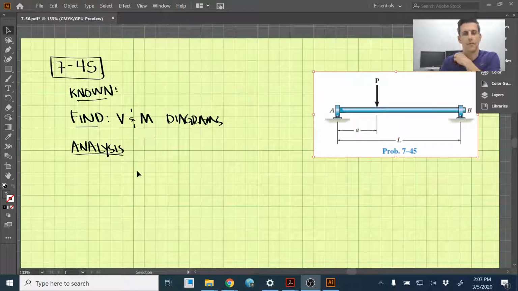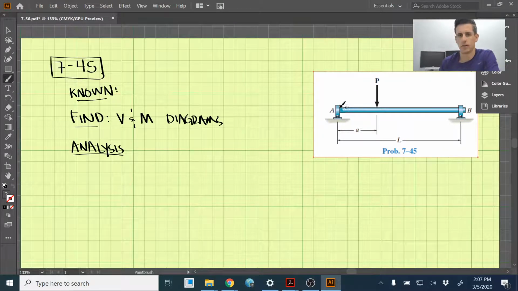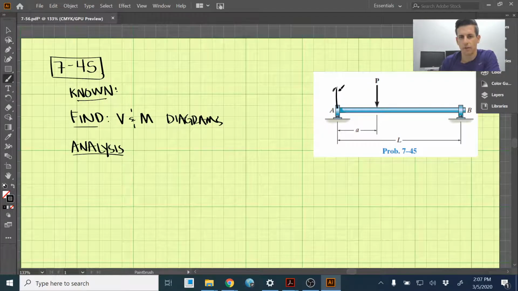Okay, so we have this beam here, and we're given that there's a thrust bearing at A and just a journal bearing at B. The thing about a thrust bearing is it prohibits motion in the axial direction. So at A, we'll have both a y direction force and an x direction force here. And then at B, since this is just a journal bearing, we just have By there.